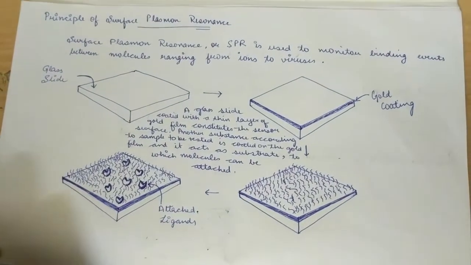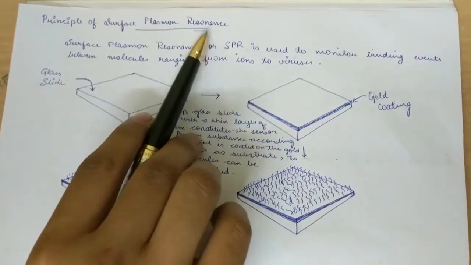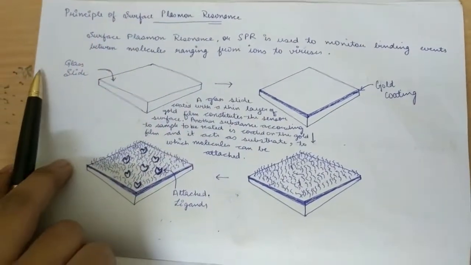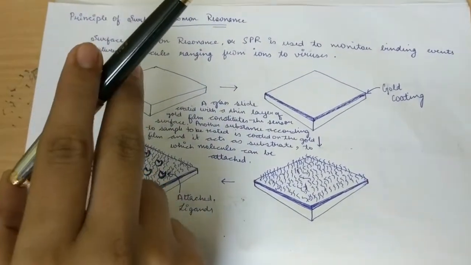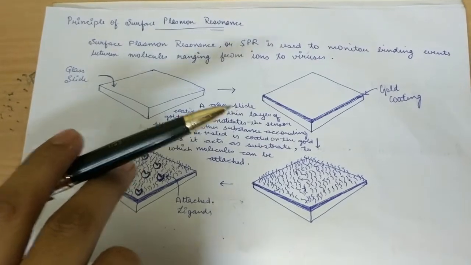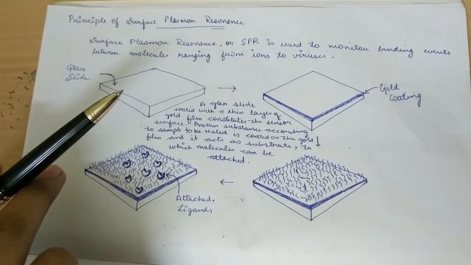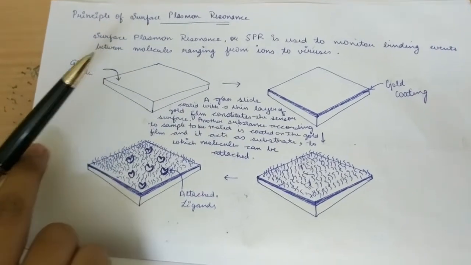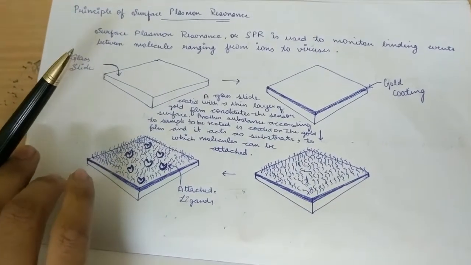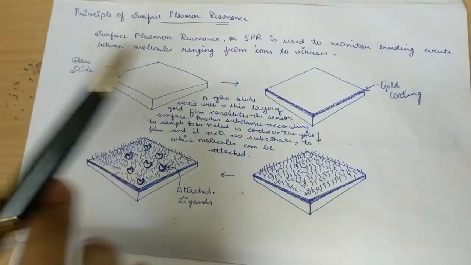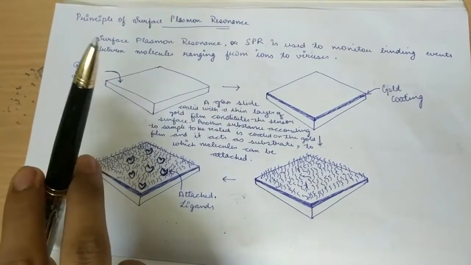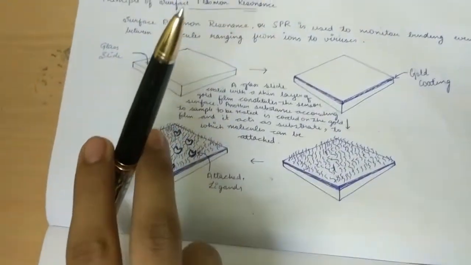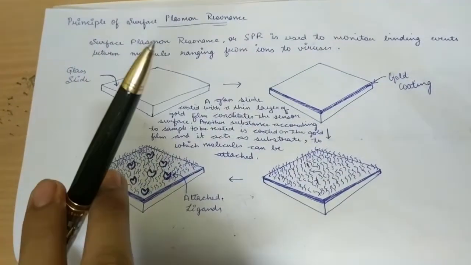So now let us see what surface plasmon resonance is. Surface plasmon resonance is the resonant oscillation of conduction electrons at the interface between a negative and a positive permittivity material stimulated by incident light. Surface plasmon resonance, or SPR, is used to monitor binding events between molecules ranging from ions to viruses. The interaction between ions and molecules can basically be used to test a sample for its different properties, and hence is used in detection of various diseases including cancer.